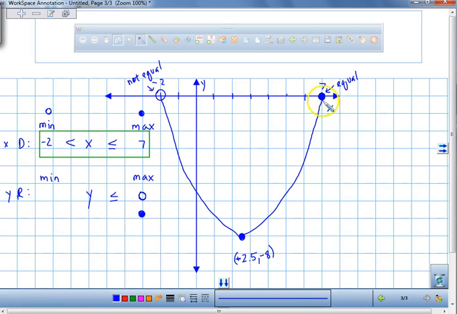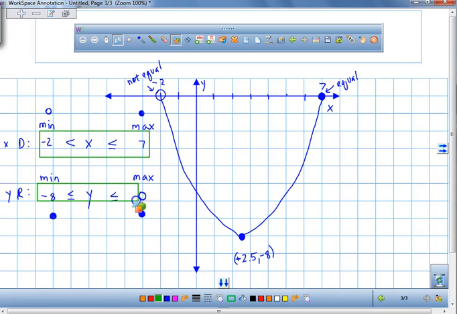But what's the lowest point that it reaches? -8. So it gets all the way down to -8, and it has a solid dot right there because it passes through it. So all of my y values are greater than or equal to -8. And that's your answer. That would be the answer for the domain. This is the answer for the range.